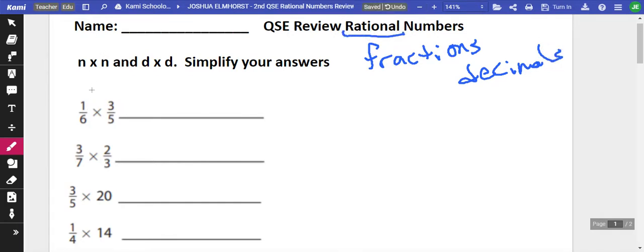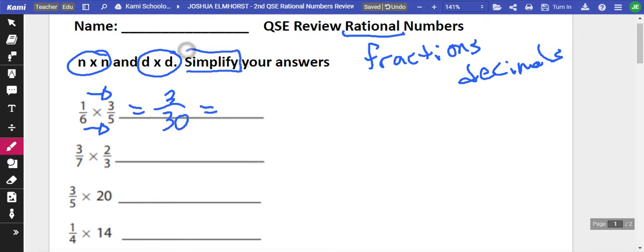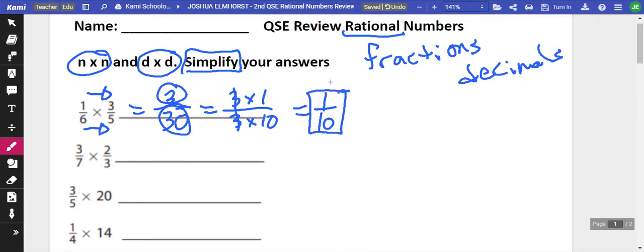So, the first thing is going to be multiplying fractions, and you just multiply numerator times numerator, denominator times denominator, go straight across. So, 1 times 3 is 3, 6 times 5 is 30. And then you need to check and see, can you simplify your answers? So we see a 3 and a 3. So 3 times 1 is 3, and then 3 times 10 is 30. So take out the common factor of 3 and 3, and you're left with 1/10 as our simplified answer.